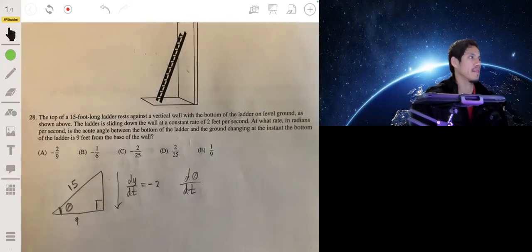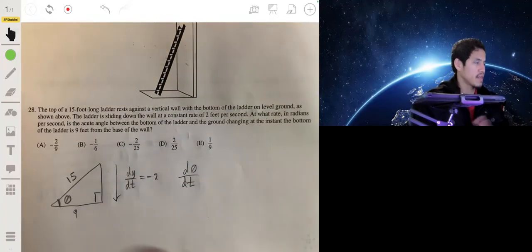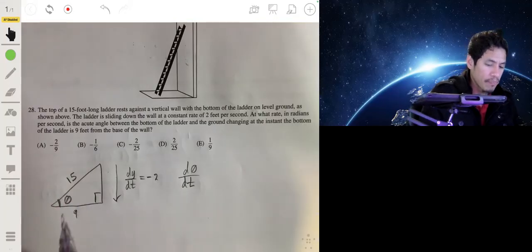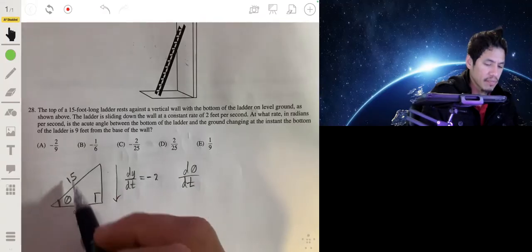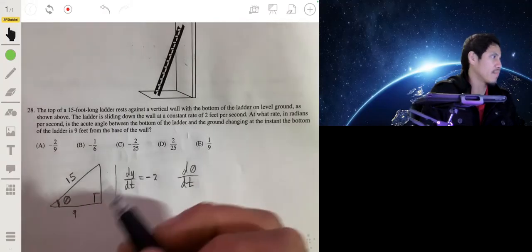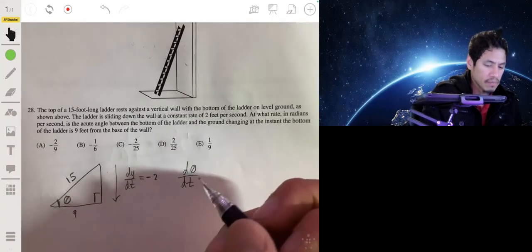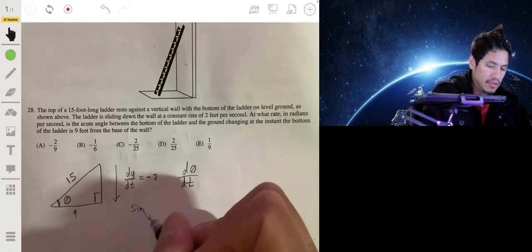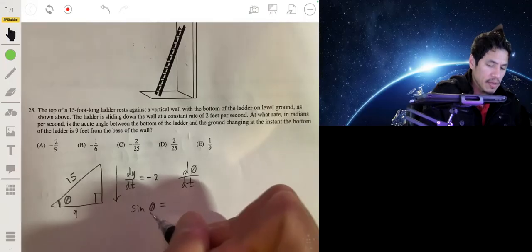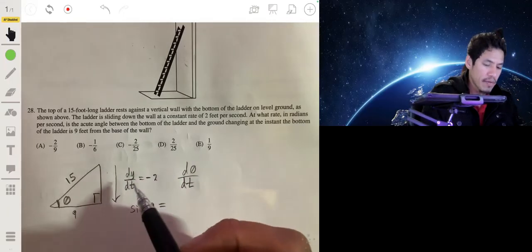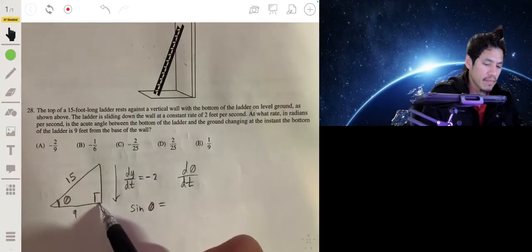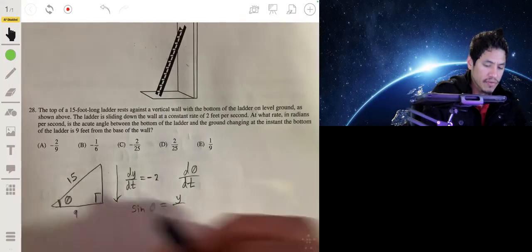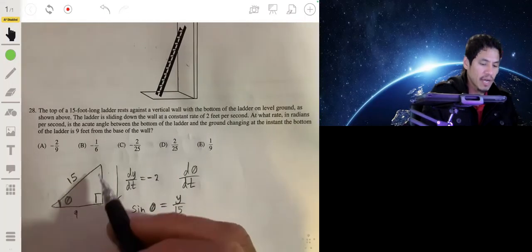There are a couple of different ways to go about these. You want to use a trig function. What I would use is the sine function, because we have the y and the hypotenuse, and they already gave us a couple of values. What we know is that the sine of theta is given by the opposite side over the hypotenuse. So it would be y over 15. Sine of this angle is y over 15.